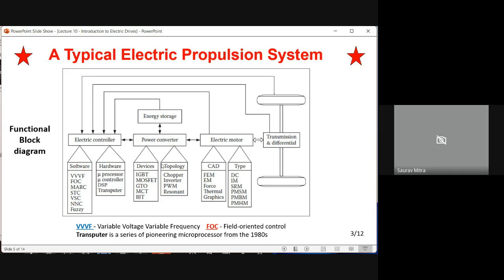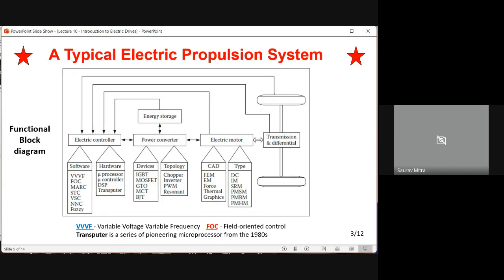Now, what are the different types of power converters? There are hardware and software sides. In the power converter, there is something called a topology. Topology means circuit configuration. Here, things that are used are the chopper, which is a DC to DC converter, and the inverter, which is a DC to AC converter. PWM, pulse width modulation, is another. We will see how pulse width modulation works, where it is used and how it controls the power. Then resonant is there, and the devices which are used for this topology, producing this chopper and inverter.